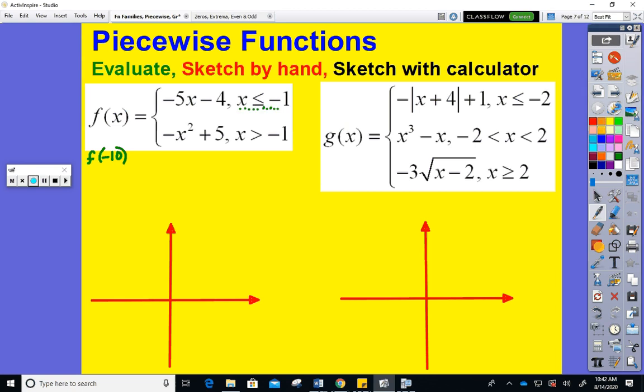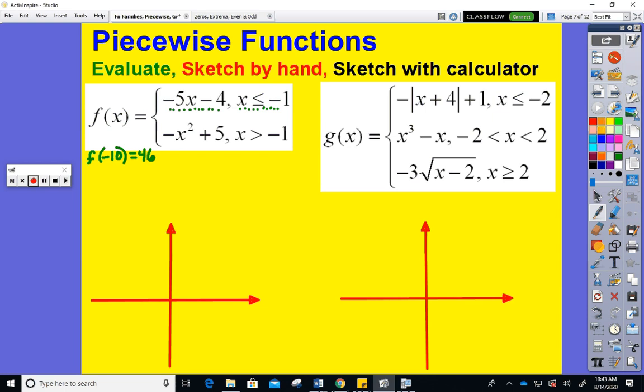Well, when you do that, you say that negative 10 fits the first description of x. Negative 10 is an x value that's less than or equal to negative 1. Therefore, I plug into my first description of y. So f of negative 10 would be negative 5 times negative 10, which is 50. And 50 minus 4 is 46.